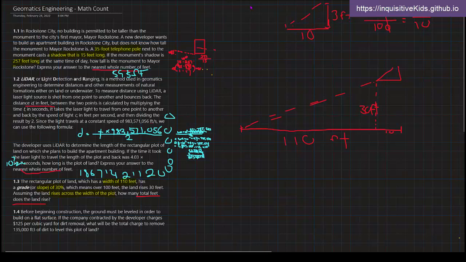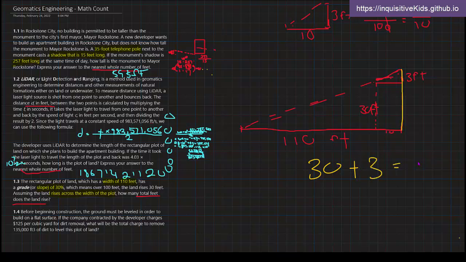And we know that's what's over here, right? We just zoomed in on that earlier. So we know that right here, this is 3 feet. It rises 3 feet. But we're trying to find what this line right here is, and I'm going to highlight that in yellow. We see that it's exactly this 30 feet plus this 3 feet. So 30 plus 3 equals 33 feet, which means that across the width of the plot, the total feet it rises is 33 feet, and that's our final answer.